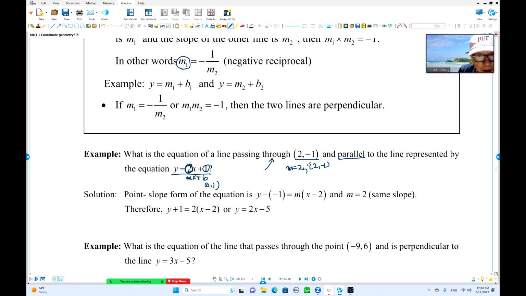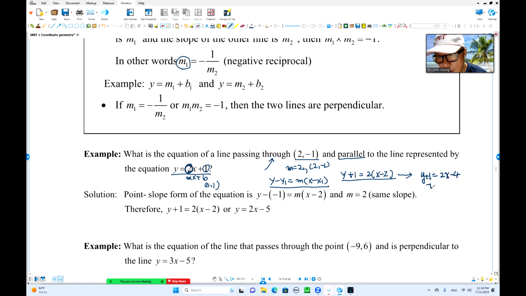You can use the point-slope form. y minus y1 equals the slope times x minus x1. That's the equation. Just substitute there, okay? y minus minus 1 is y plus 1. The slope is 2 there, and x minus x1 is x minus 2. Or you can switch to slope-intercept form, you can transform this one, okay? y plus 1 equals 2x minus 4. After that, take away 1, so y equals 2x minus 5. Okay, that's the slope-intercept form.